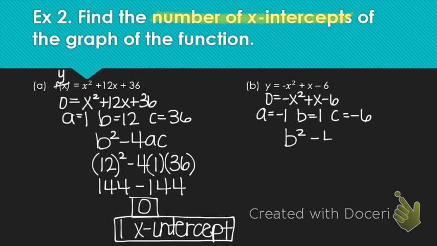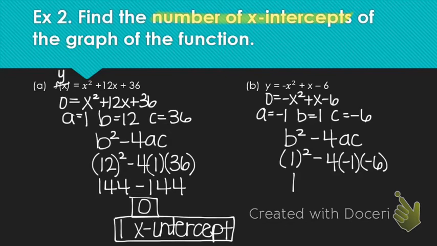B squared minus 4AC. What is B squared? 1 squared minus 4 times A and C. Now, I want to show you something. First of all, let's do our exponent. What's 1 squared? 1. Up to this point, we kept bringing down the minus sign because it was the only negative sign in the problem. But I want to show you something. There's 2 ways you can get to this answer right here.